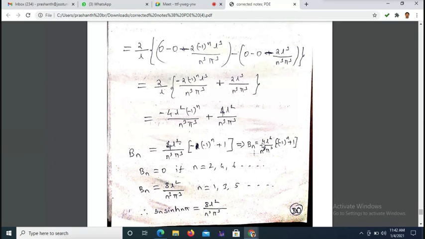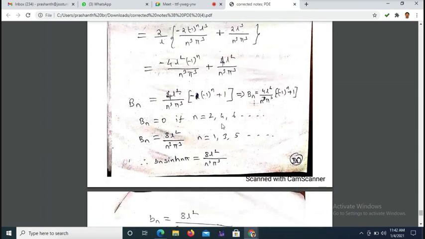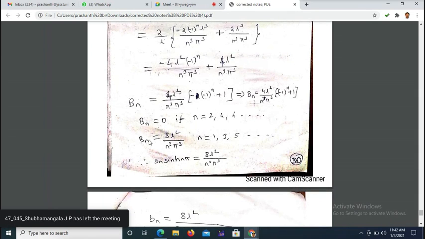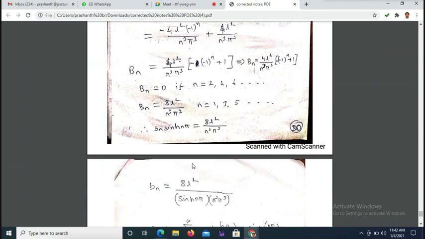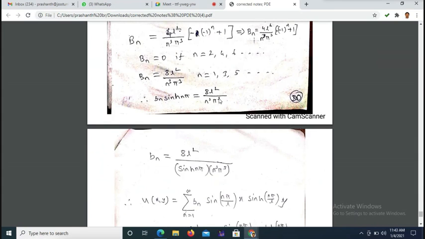You'll get 2. 2 4s are 8. See, because if you put n equal to an odd number, 1 or 3, minus 1 cube is minus 1. Minus 1 into minus, plus 1. 1 plus 1, 2. 2 4s are 8 L square by n cube pi cube, for n odd. If you put n equal to 2, 4, 6, even numbers, the Bn value is 0. If you put n equal to 1, 3, 5, odd numbers, you will get 8 L square by n cube pi cube. So Bn is what? Bn is nothing but Bn sinh n pi. You know that, where Bn is? Bn sinh n pi. Hence Bn is what? Sinh n pi comes to the denominator.